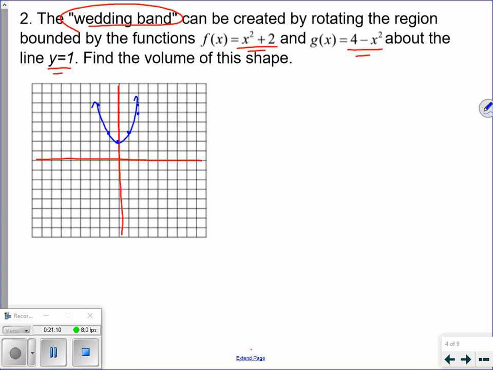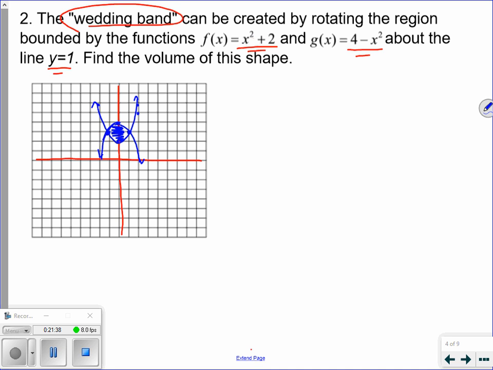Okay. So there's x squared plus 2, and 4 minus x squared is shifted up 1, 2, 3, 4, and flipped. So it looks something like this. And you can see that the graphs are intersecting at the points (1, 3) and (-1, 3). The region that we're looking at is the region bounded by those two functions. So this region right here.